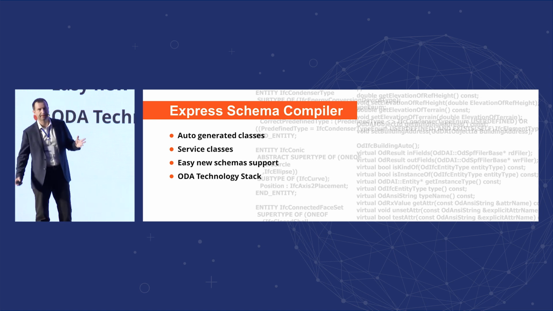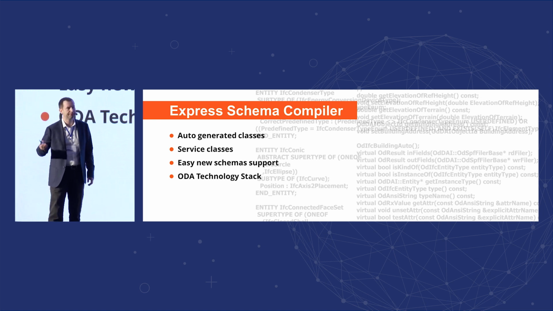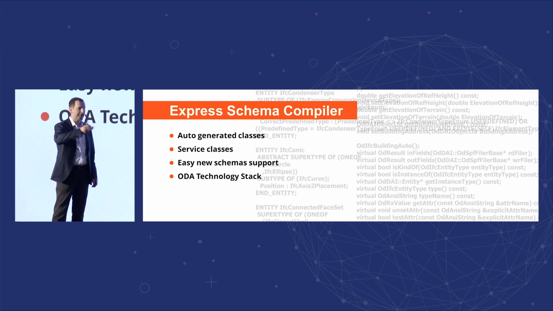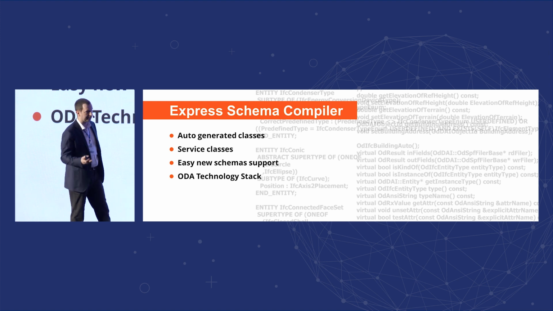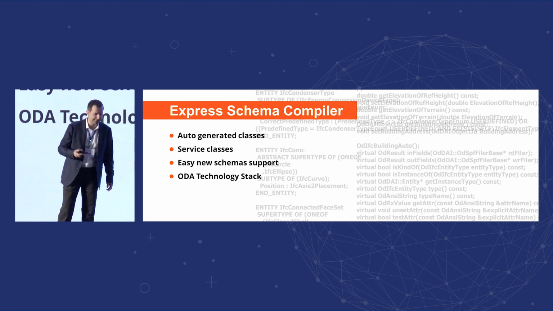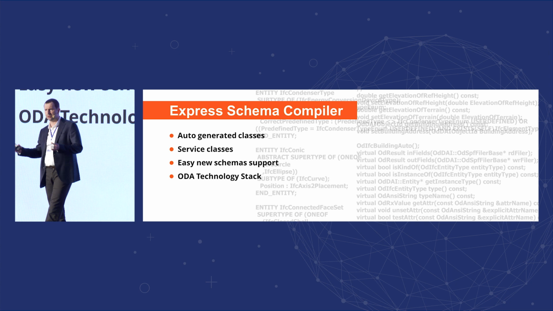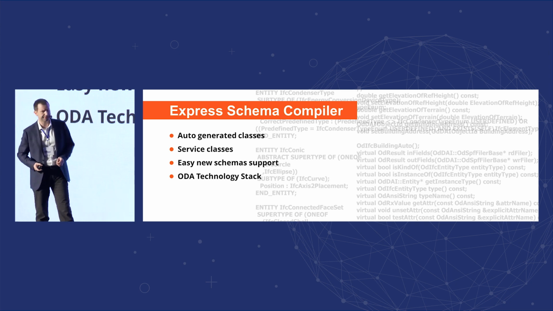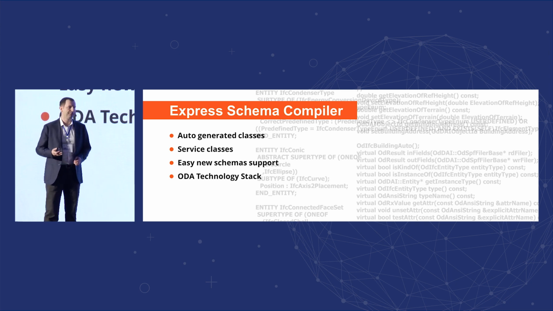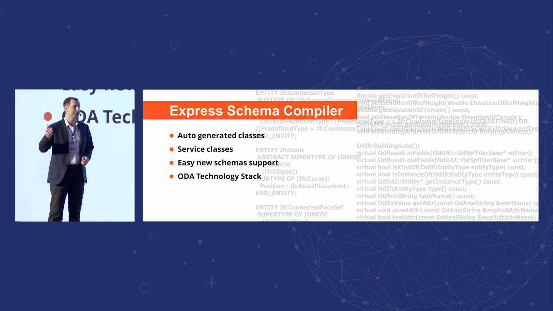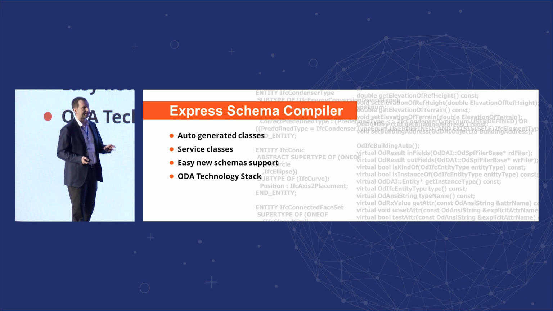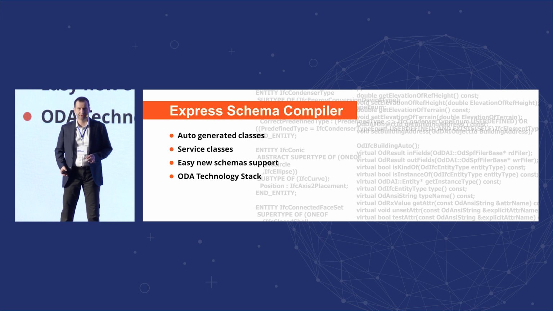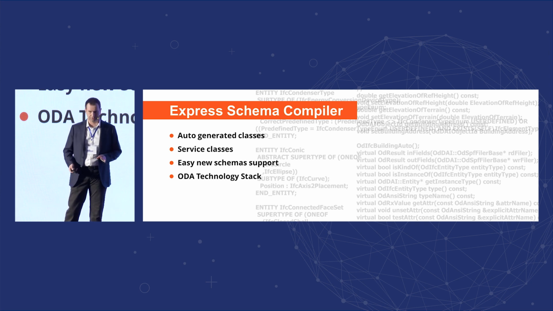As all formats are described with Express Schema, we made a compiler and our classes are automatically generated. Low-level classes are automatically generated from the schema definition. We implemented a set of service classes, and supporting new schemas, I think, will be quite easy for us. Overall, we already checked with some schemas that are under development by Building Smart, and we are sure of this.